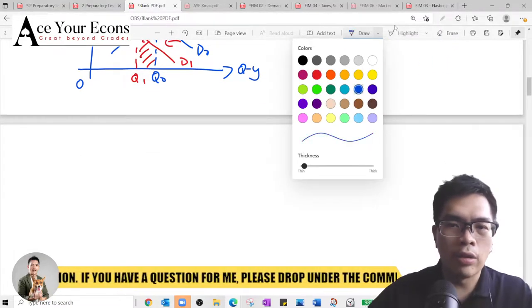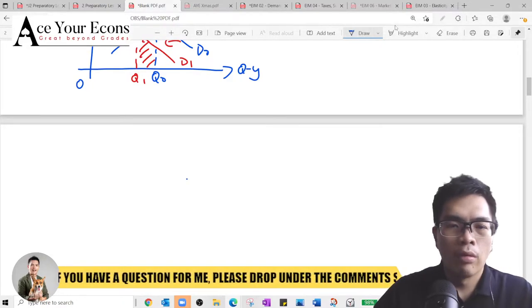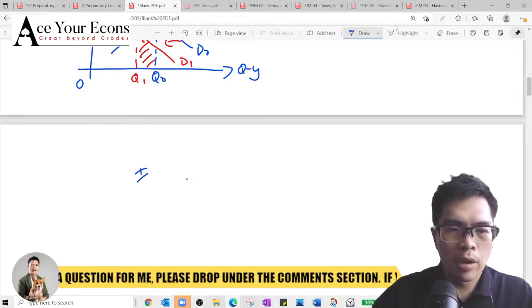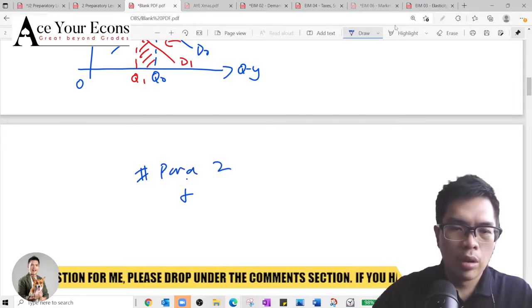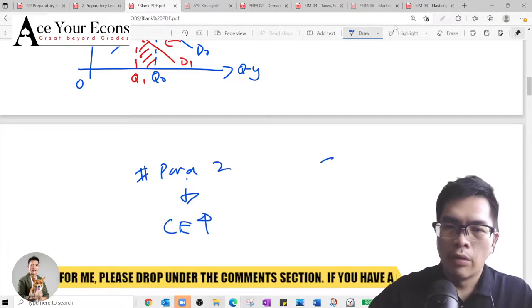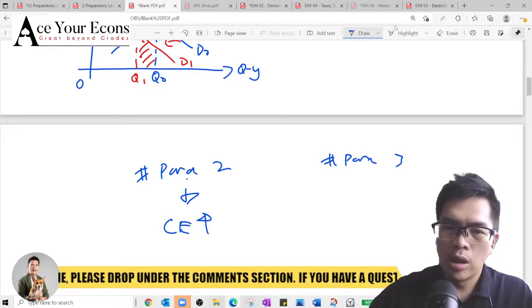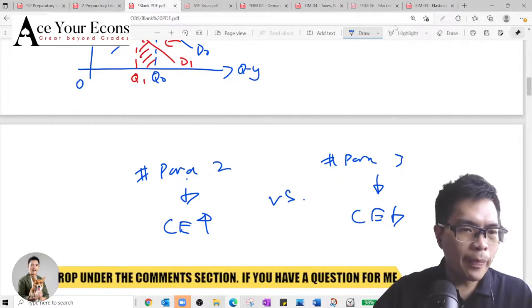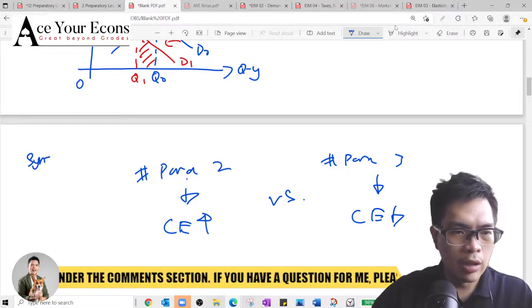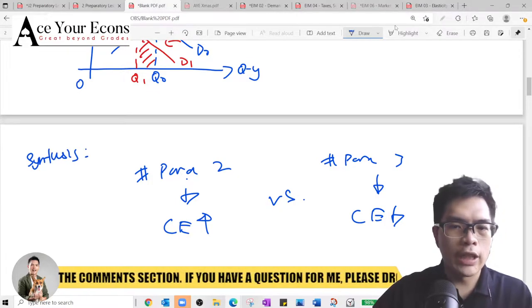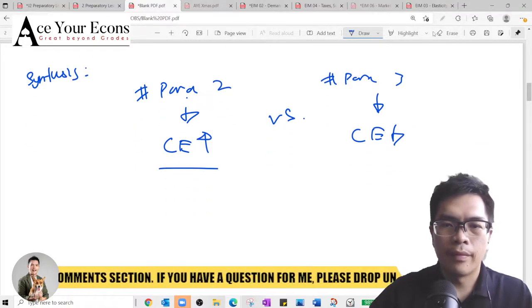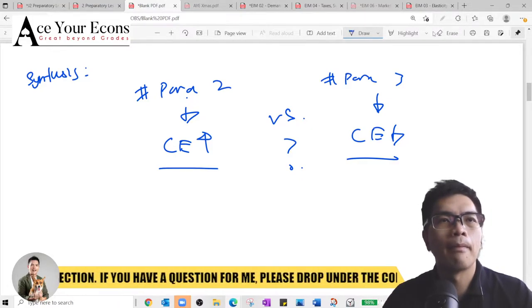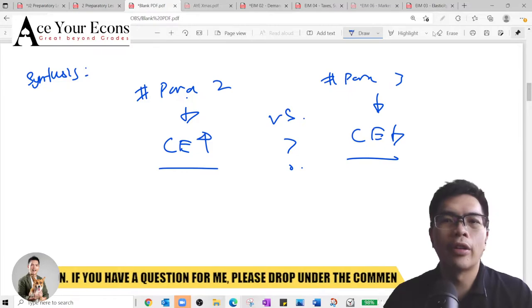Remember to show. Now, I'm going to go through the final point. The final point is going to be the challenging point. So we know that from paragraph 2, your consumer spending will go up. From paragraph 3, your consumer spending will go down. So your fourth paragraph, or your synthesis down here, is to justify what happens to your consumer spending. So what is the overall effect on your consumer spending?